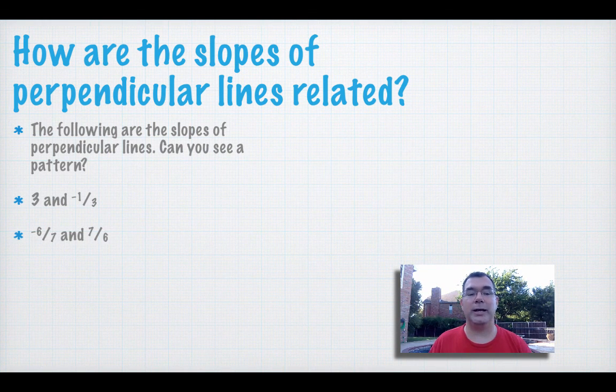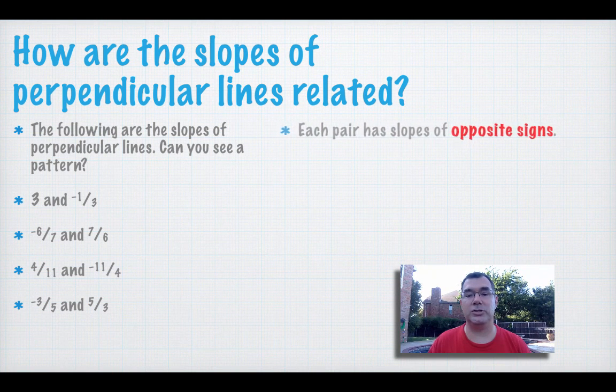A line with slope -6/7 is perpendicular to a line with slope 7/6. A line with slope 4/11 is perpendicular to a line with slope -11/4. A line with slope -3/5 is perpendicular to a line with slope 5/3. And so what is the pattern that we see?